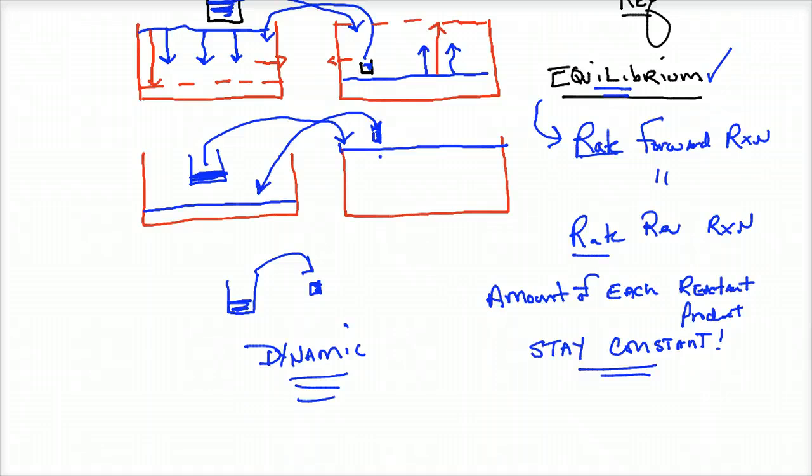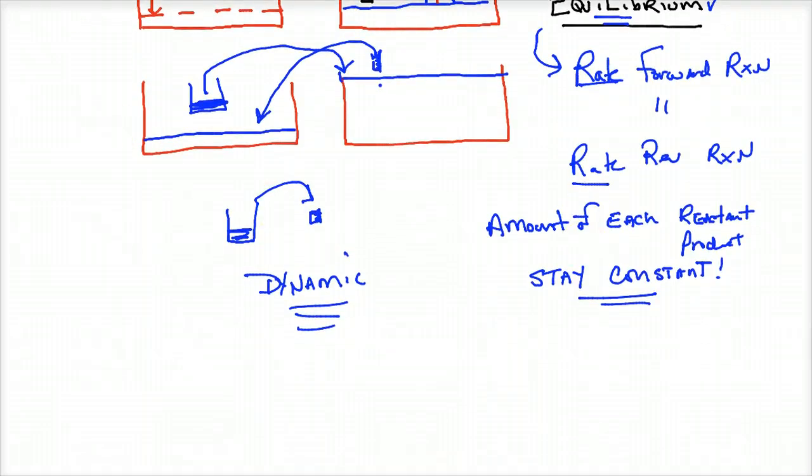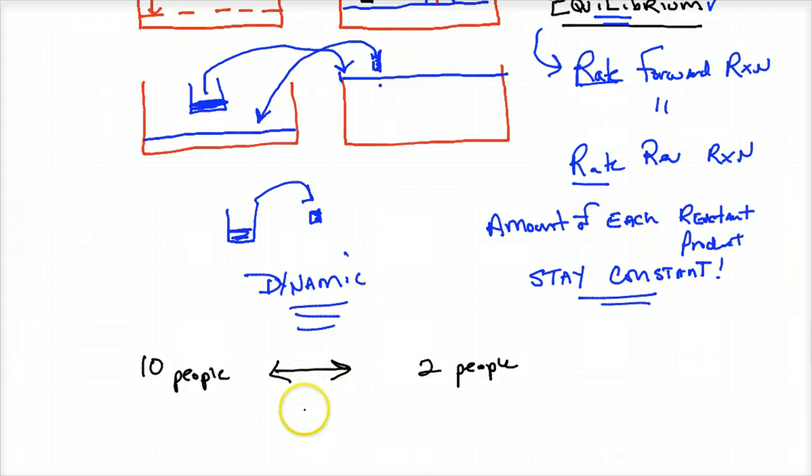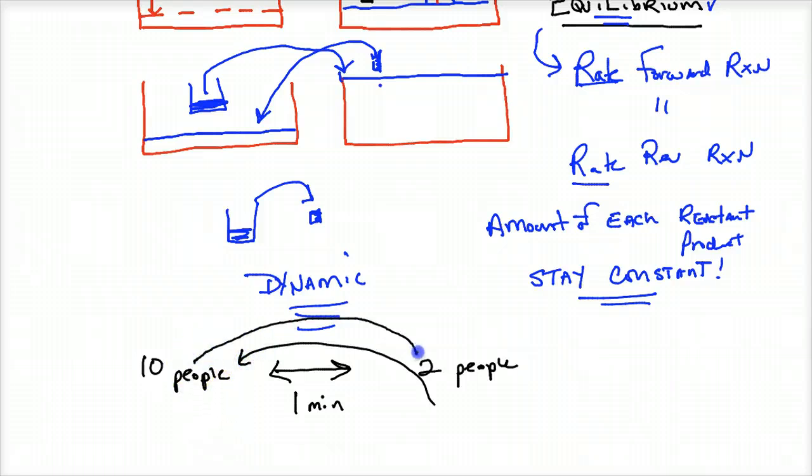And the analogy I love to use is if I have 10 people on this side and I have 2 people on this side, and we switch places one person at a time, so every 1 minute, one person on this side goes to the other side, and one person from the other side comes to this side, we can come back many minutes later, and there's still always going to be 10 people on this side, and still 2 people.